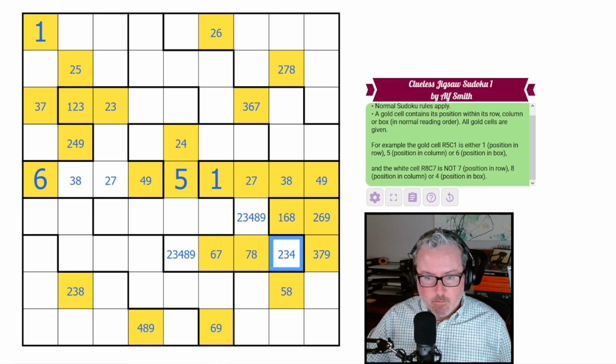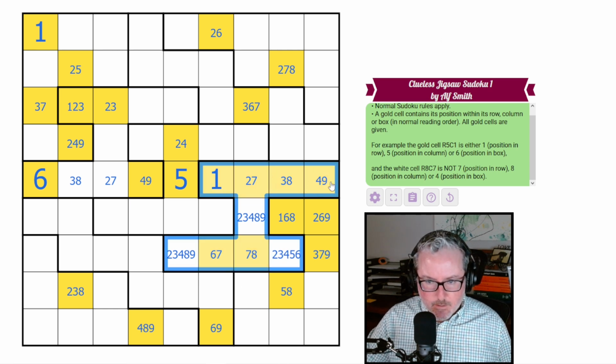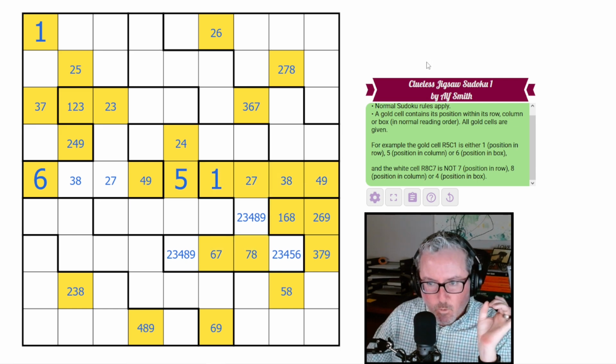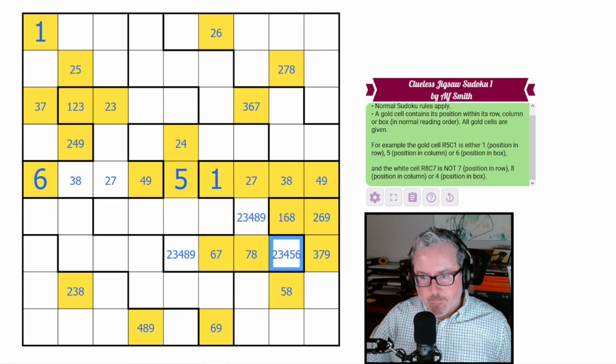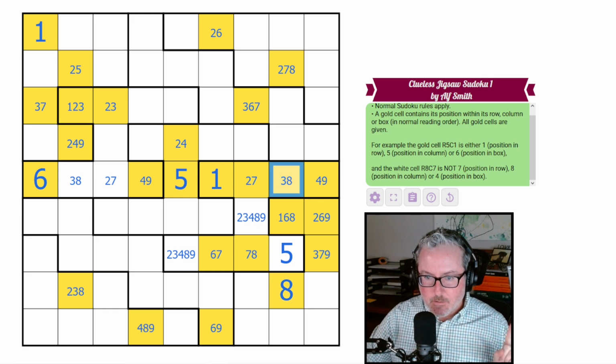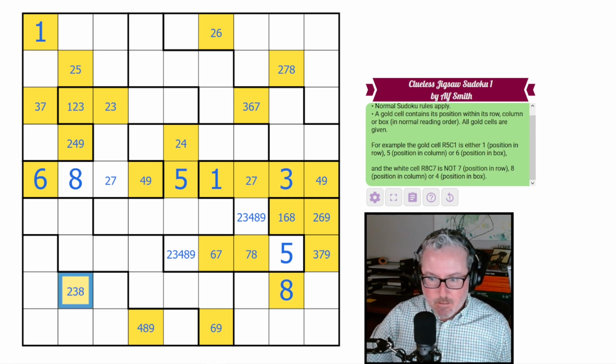2, 3, 4, 5, 6. Can't be 7, can't be 8, can't be 9. Did that leave anything in here that only has a single possibility? The 2 has multiple places, 3 has multiple places, 4, 5? This seems to be the only place a 5 can go. 1, 2, 3, 4. Yeah, it is. This is a 5, which means this is an 8, which means this is a 3, which means this is an 8. This is not 8. This is not 8. This is not 8. Well, there's something.